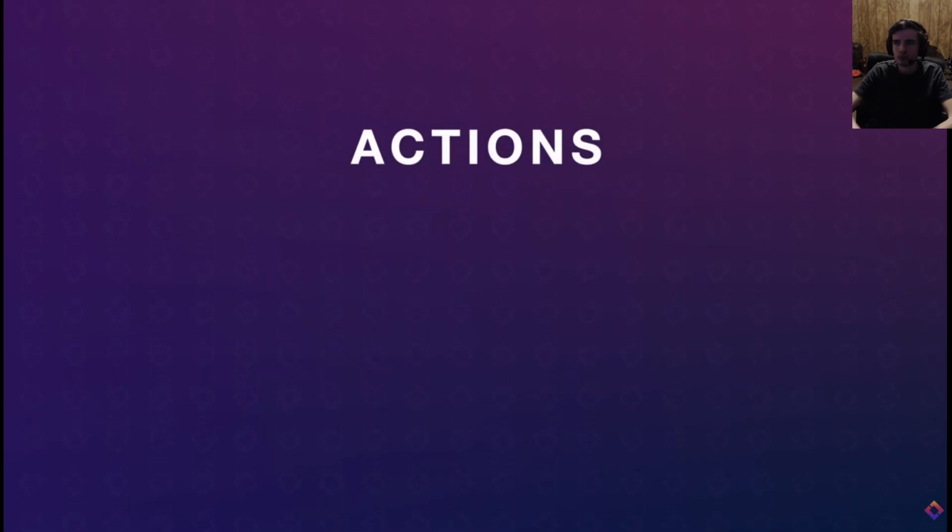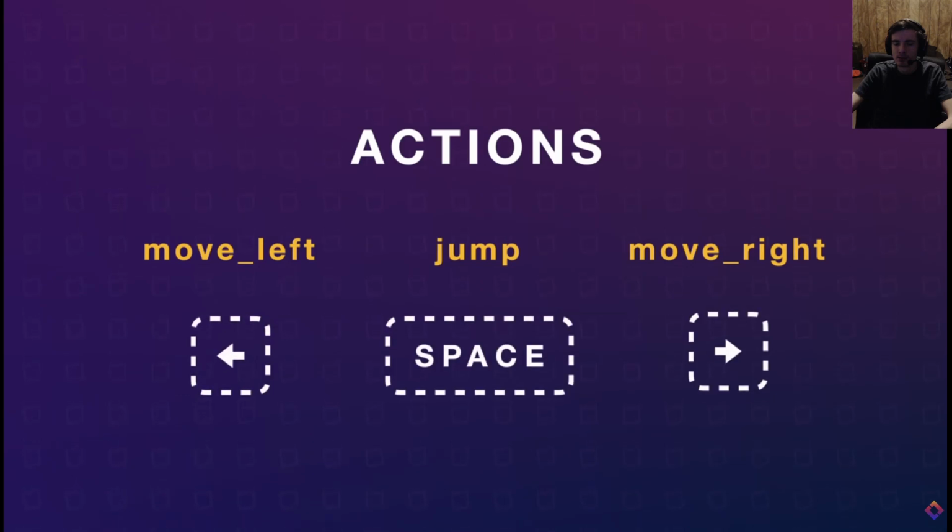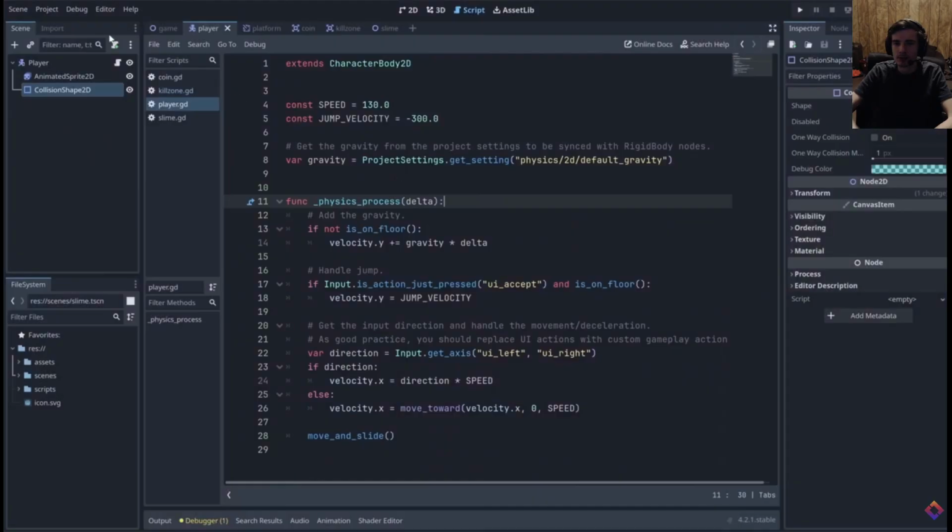For this, Godot uses an action system. We create actions for anything we want to do in the game. Jump is an action, so is move left or move right. We can then bind keys to these actions. Let's try it out. So let's go to project.